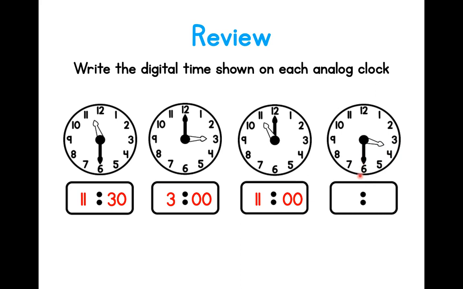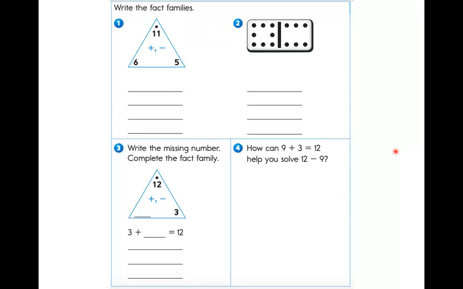And our final review problem, we have our hour hand pointing between the 3 and the 4. And our minute hand is on the 6. That means our minute hand was originally on the 12 and it moved halfway around the clock. That means our hour hand is halfway between the 3 and the 4. What time is it? 3:30. Great job.